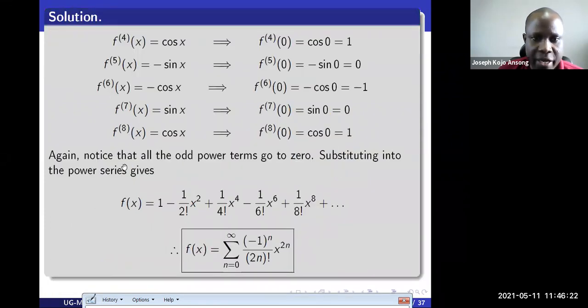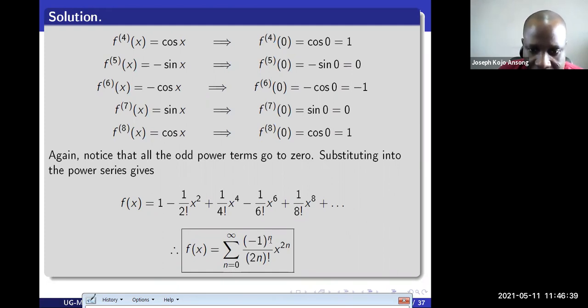When you do, again, because it's still the same function cosine, the odd terms are going to be 0, right? And the even terms are remaining. If you put them back, you're going to get this series here. So basically, this is the series. But because there's a repeating pattern, we can write it in the nice form.